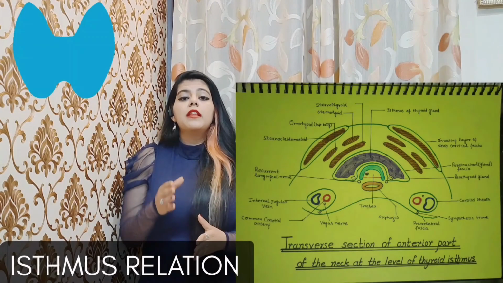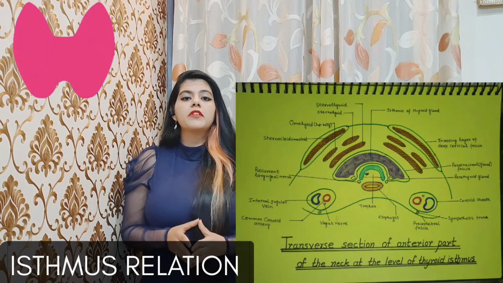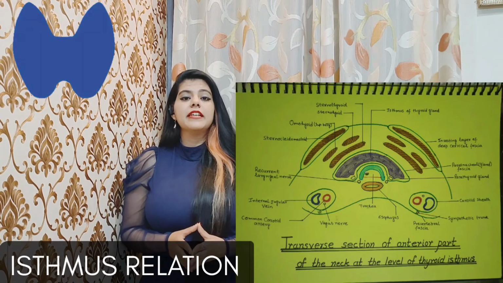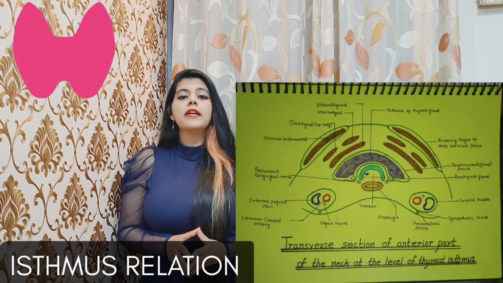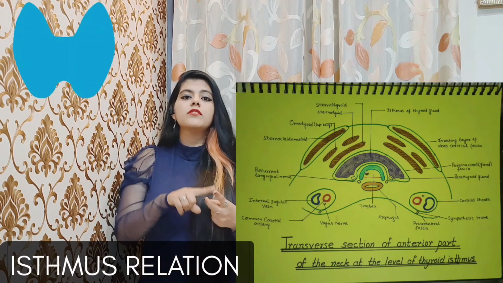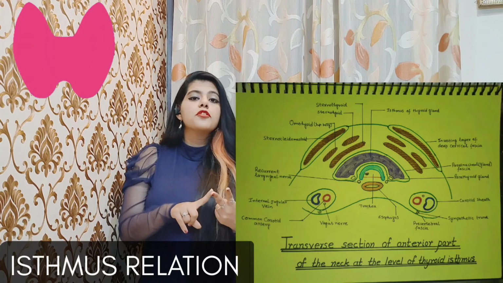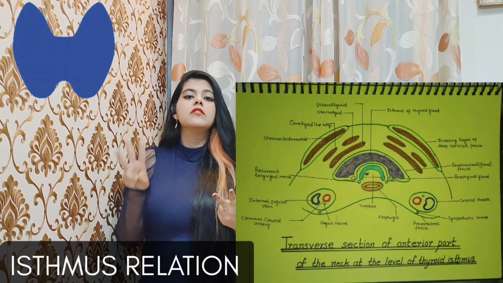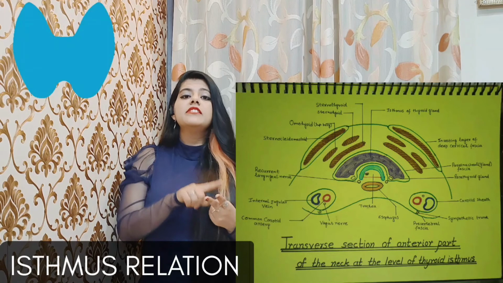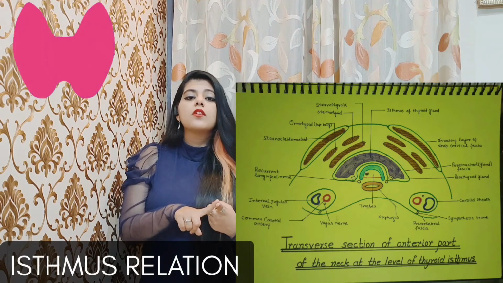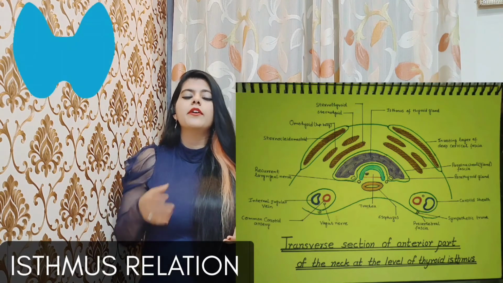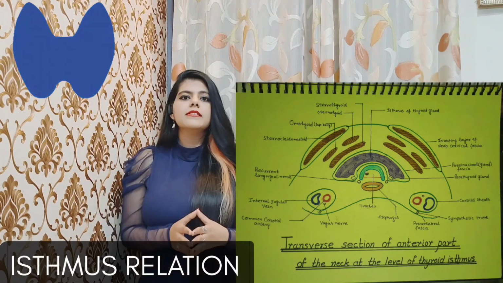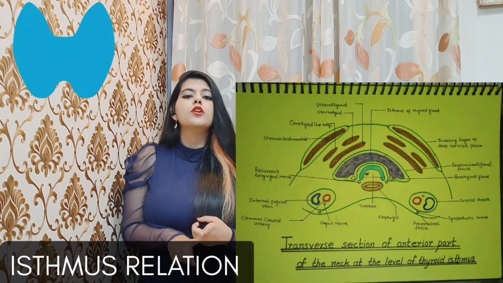If we talk about the last part, that is the relationship of the isthmus, as we know that it connects the lower parts of the thyroid lobes, and that's why it has two borders. One is the anterior border, second is the posterior border. The posterior border is connected to the second, third and fourth tracheal rings. The anterior border is covered by two things. One is the strap muscles, that is the sternohyoid and sternothyroid, and the second is the anterior jugular vein.